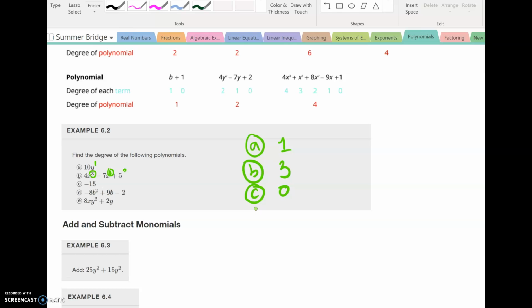Now, D is a trinomial. I have 1, 2, 3 terms. For the first term, my exponent is 2, so the degree is 2. My exponent is 1, so the degree is 1 for the second term. And for my constant, my degree is 0. So which one's larger, 2, 1, or 0? The answer is 2. For the last one, we have a binomial. And then here, keep in mind that the x is 1, the y is 2, so the degree here is 3. And the degree for my second term is 1. So which one's larger, 3 or 1? The answer is 3, so that is a degree 3.